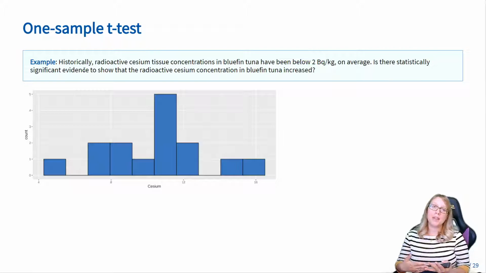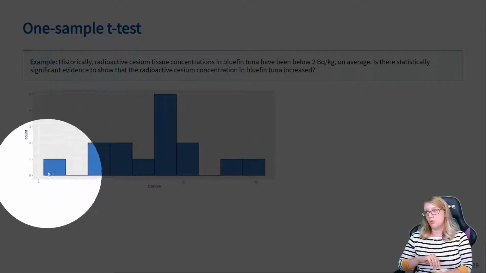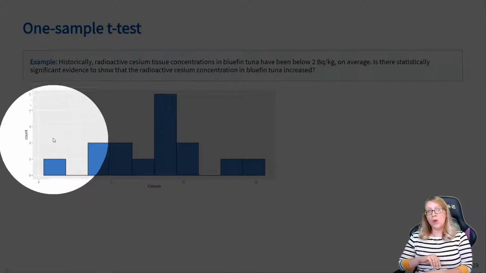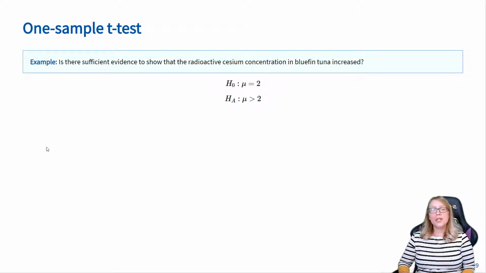Now, before we do this hypothesis test, let's use a little bit of what we know from the data to make a prediction. Here's a histogram of the cesium concentration in these 15 tuna. The lowest value that we observed in our sample was a little over 4. So the lowest value was twice as much as the historical concentration. So before even going into this formal hypothesis test, we should have some intuition that we're probably going to reject the hypothesis. So is there significant evidence to show that the radioactive cesium concentration in bluefin tuna has increased?